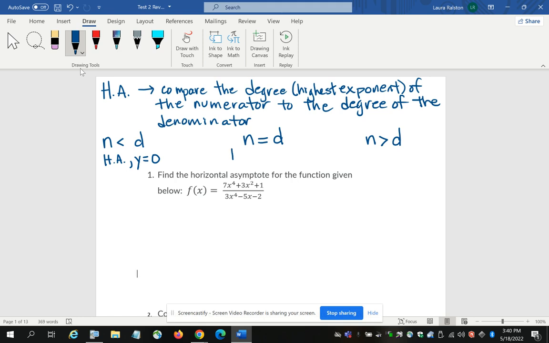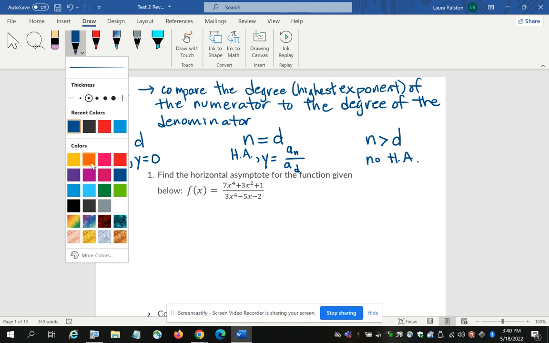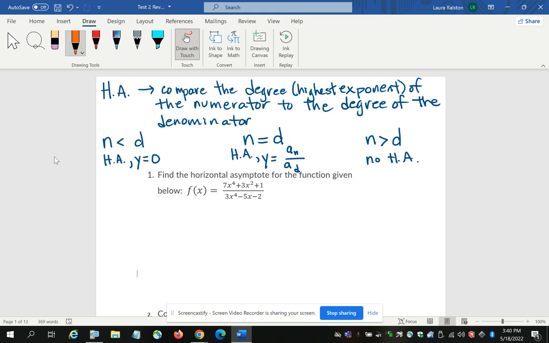If the numerator is equal to the denominator, you have a horizontal asymptote, and it is the ratio of the leading coefficients. If the numerator is greater than the denominator, there is not a horizontal asymptote. There then becomes the option you could have a slant asymptote, but we're not going to talk about that at this particular juncture.